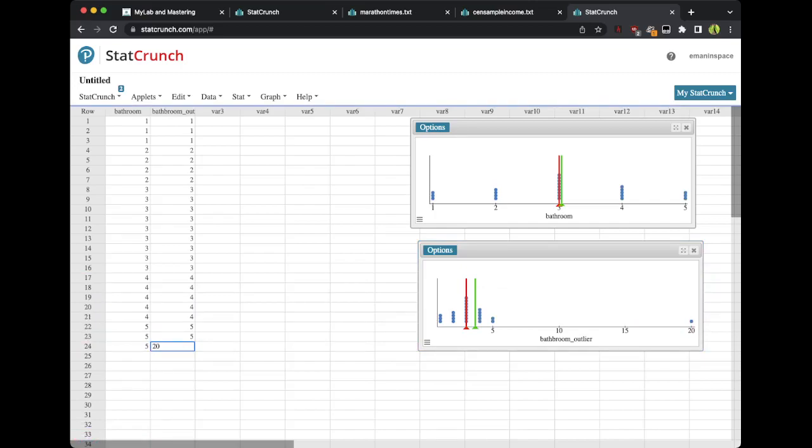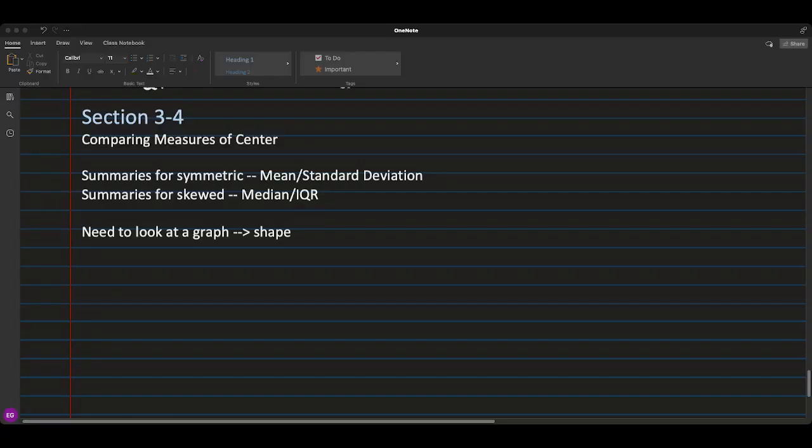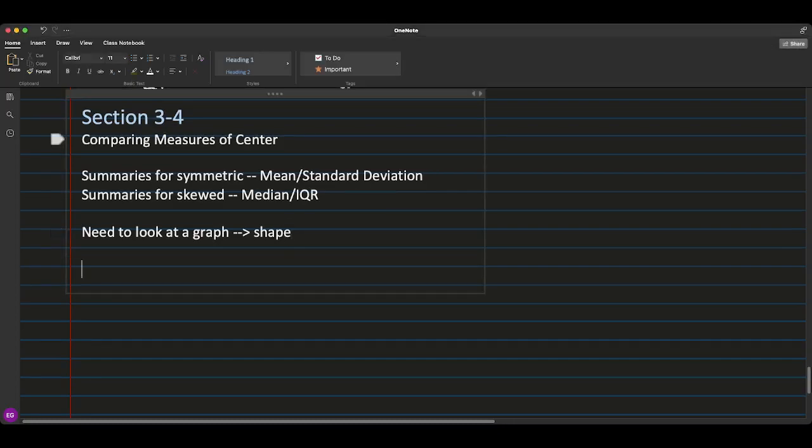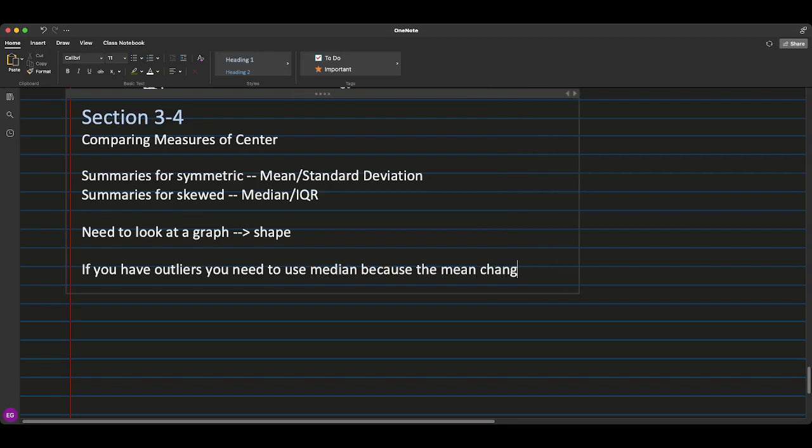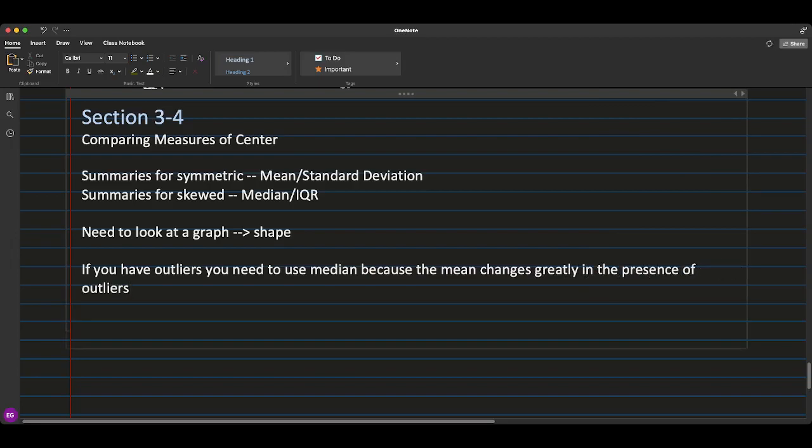Okay. Let me go back to OneNote. So we talked about how do you choose which one you use? Well, you look at the graph. If you have outliers, you need to use median because the mean changes greatly in the presence of outliers.